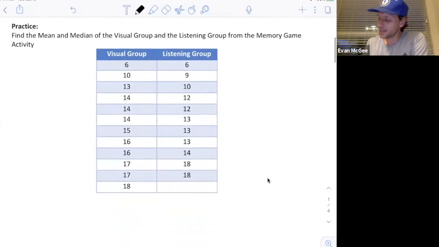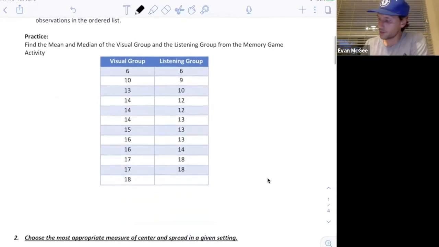This is a data set from a game I used to play in class called the memory game, where my students are in one of two groups. They're in the visual group or the listening group, and they have to try and remember answers to questions. You don't need to know the context, really; we're just going to work with the numbers here. So the visual group visualized, the listening group just listened, and then we recorded who remembered more answers, basically.